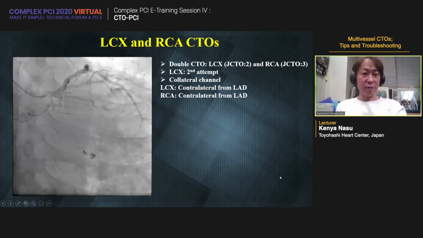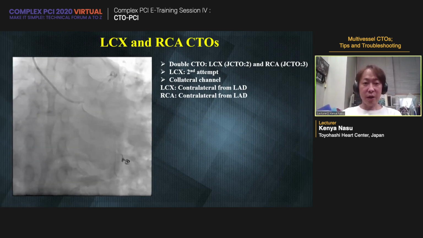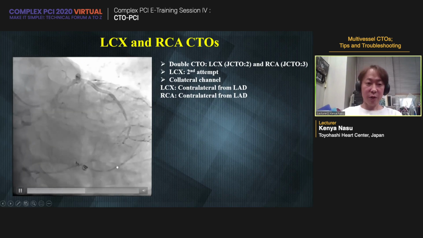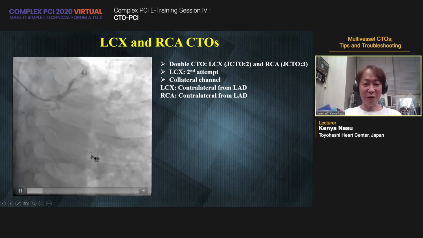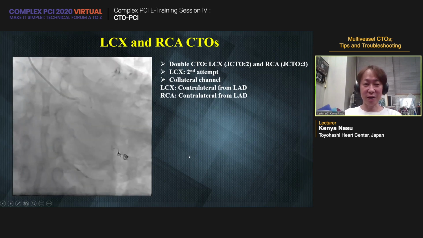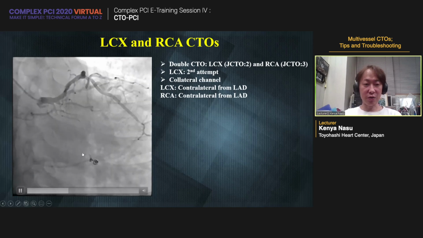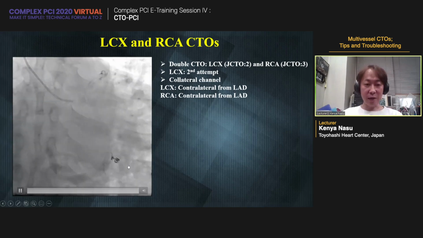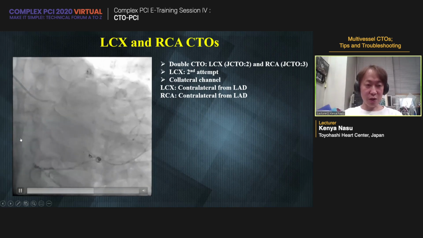This case is a circumflex and RCA CTO case, which is a little bit difficult. The LAD is okay, it was stented, but there is no in-stent restenosis. But you can see the main coil is here. The first attempt at the circumflex intervention had failed in another hospital. The circumflex CTO region is still very long, but the collaterals come mainly from the LAD. And the RCA is also occluded.